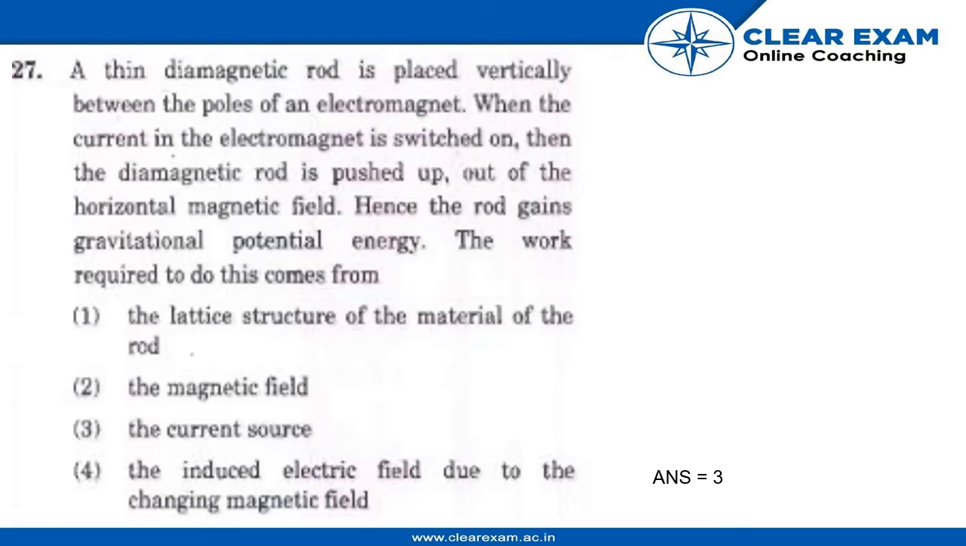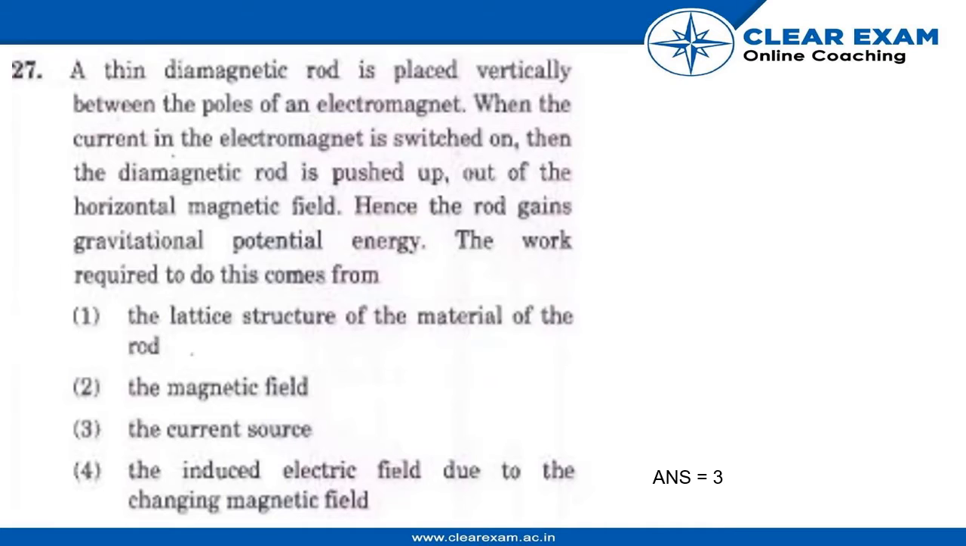Hello guys, we have a question here that says a thin diamagnetic rod is placed vertically between the poles of an electromagnet. When the current in the electromagnet is switched on, then the diamagnetic rod is pushed up out of the horizontal magnetic field. Hence the rod gains gravitational potential energy. The work required to do this comes from.